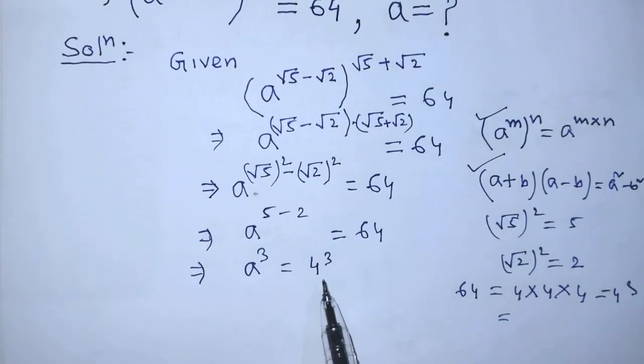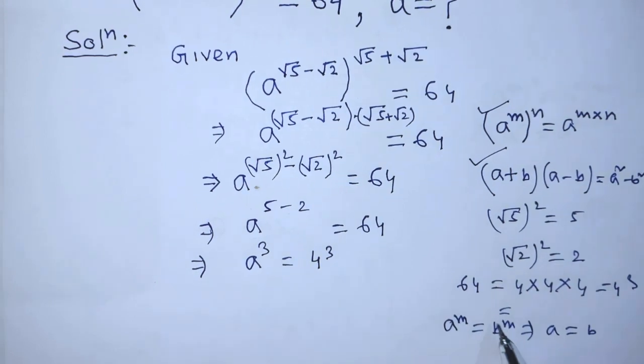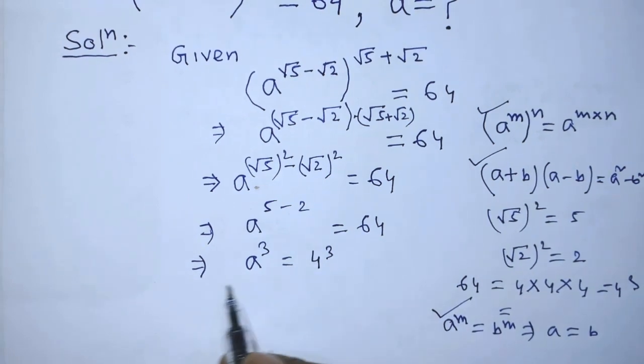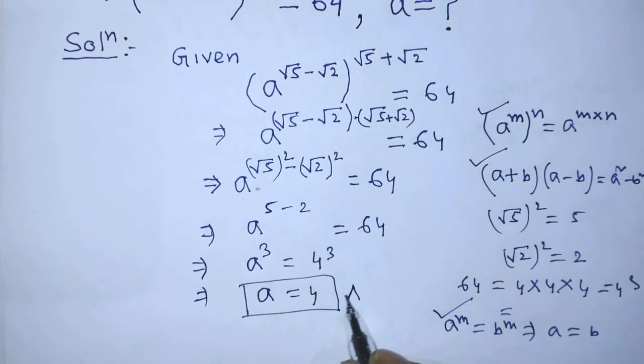So student, to find the value of a from this equation, we have to apply the formula a^m is equal to b^m, implies that a is equal to b. In this equation, in the place of power both are same, so we have to cancel the power and write the base only. So according to this formula we can write from this equation a is equal to 4. So this is our final answer. So student, our answer is complete.